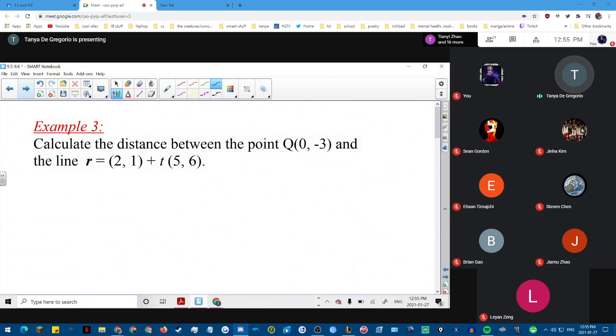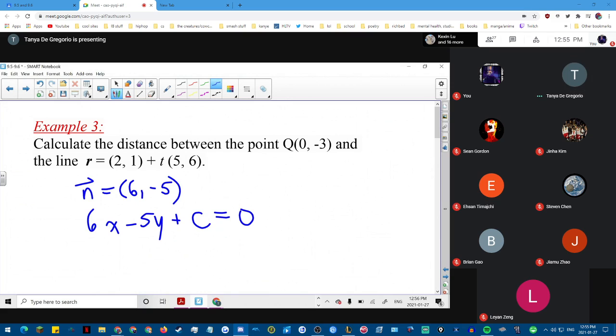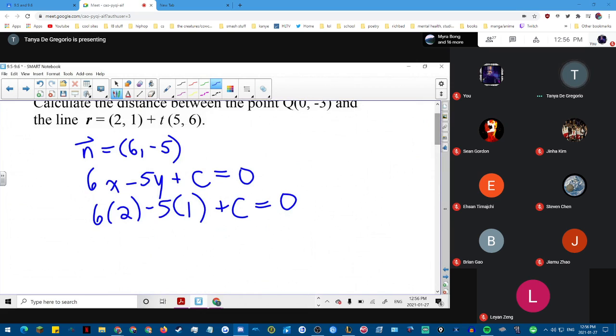Okay, example 3. Calculate the distance between the point Q and the line R. What should I do? We're in 2 space. Remember, we're in 2 space. So what should I do? Find the Cartesian equation. Yes, good. And I can very easily see the normal here, right? The normal is just 6, -5, negative reciprocal, right? We're in 2 space, so that's very clear to see. And so my Cartesian equation will be 6x minus 5y plus some constant, and I sub in the point. And so here I can see that C is equal to 12 minus 5, bring it over, -7.